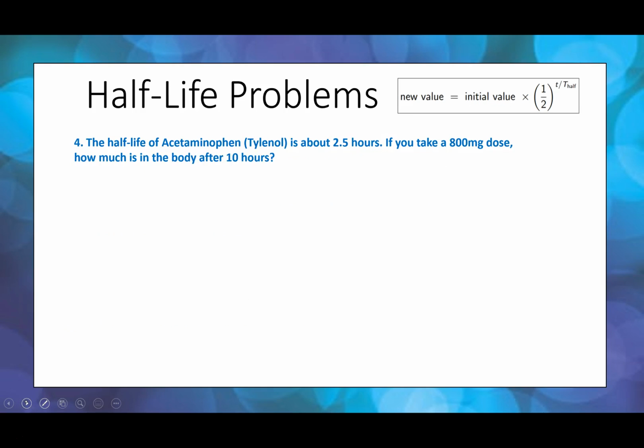All right, next one here. The half-life of Tylenol, I'm not even going to try to pronounce that one, is about 2.5 hours. That is true. If you take an 800 milligram dose, how much is in your body after 10 hours? Well, the new amount is going to be your initial, which is 800 milligrams, times your 1/2, and I'm going to write this as 0.5 because it's easier in my calculator. And that's going to be raised to the number of hours that we're talking about, and that's 10 hours, divided by my half-life, which in this case is 2.5 hours.